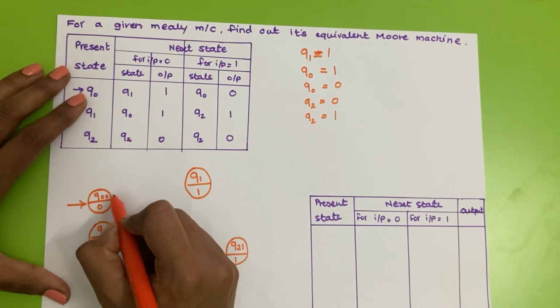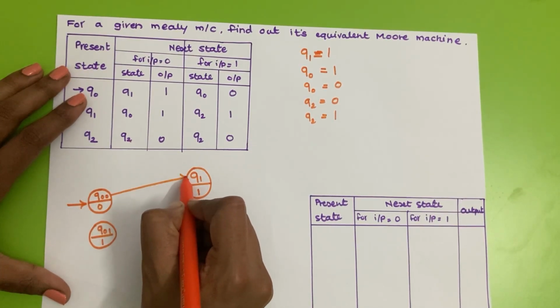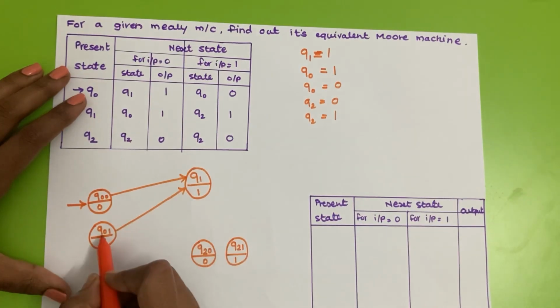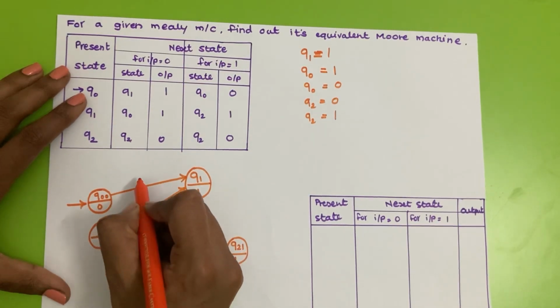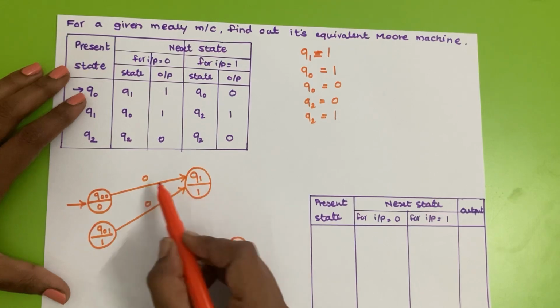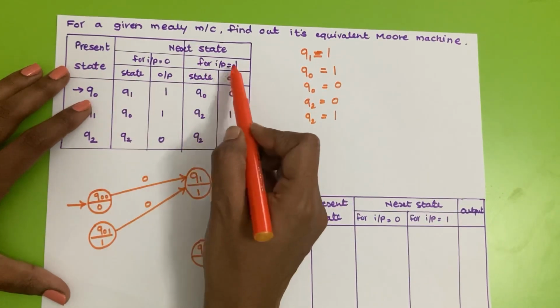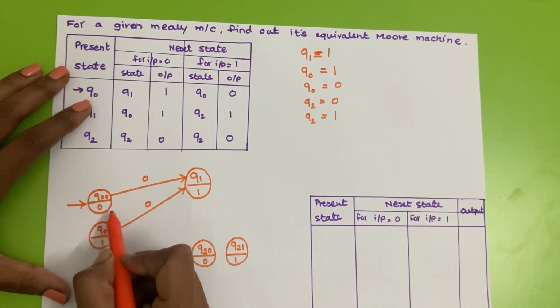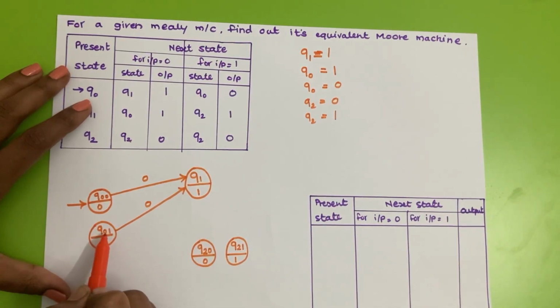Okay, so from Q0 0 to Q1, and from Q0 1 to Q1. So the input symbol is again 0. Okay, now next, Q0 1 to Q0. Now see here.